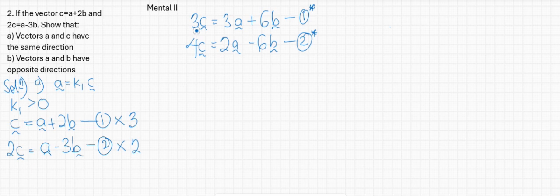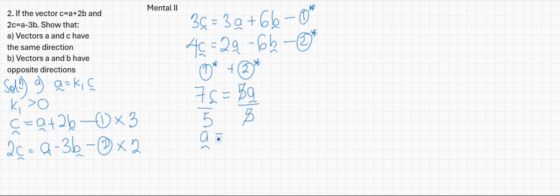Now we see equation 1 star and 2 star have both 6 and negative 6 as the coefficients of b. So if we add equation 1 star and 2 star, we'll successfully eliminate b as a variable. 3 plus 4 gives us 7c, and 3 plus 2 gives us 5a. 6b minus 6b is 0. Let's make a the subject. We divide both sides by 5. This will give us the vector a is equal to 7 over 5 c.